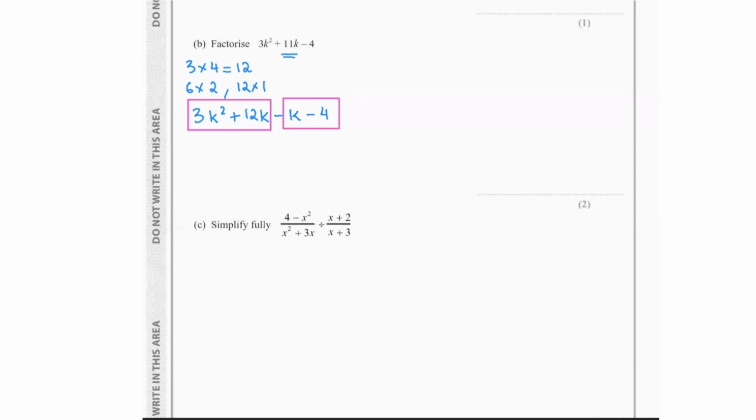So now in the first group, we can see that we have 3k common. So k plus 4 comes in the bracket. And in the second group, we can say that we have negative 1 common. So k plus 4 again comes in the bracket. Now between 3k and negative 1, we can clearly see that k plus 4 is common. So you take that common, and in the next bracket, you write 3k minus 1. So this is your fully factorized answer for this quadratic equation.